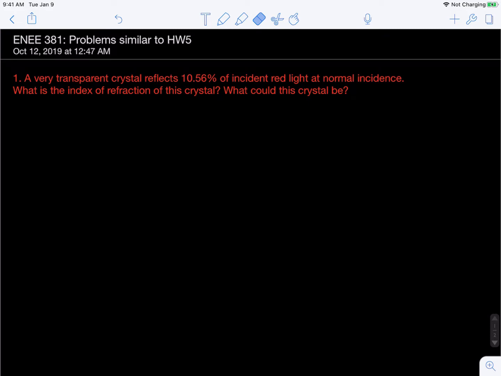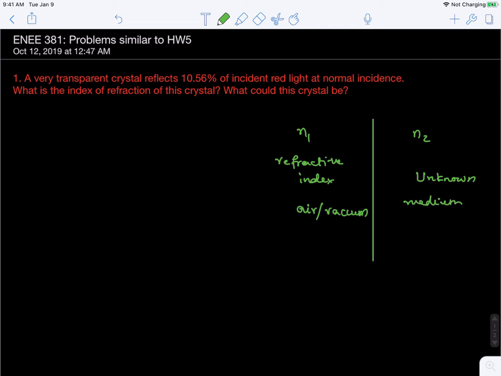So we'll start with a simple diagram. Let's mark the dividing line, and call this N1 and this N2. Let N1 and N2 be the indices of the two mediums. So let us say N1 is the medium air or vacuum, and N2 is the unknown medium.